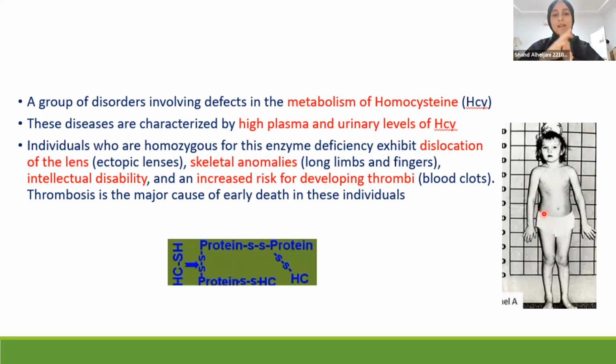So the ectopic lens and the skeletal anomalies are also found in Marfan syndrome. Marfan syndrome is a syndrome affecting the connective tissue and the collagen. It's not involved with amino acids, but it would have a similar presentation with the ectopic lens, long limbs, and long fingers, but it's a separate disorder or syndrome. Here, in addition, we also have intellectual disability, and it's very important to remember there's increased risk for developing thrombi or blood clots. So thrombosis is the major cause of early death in these individuals.